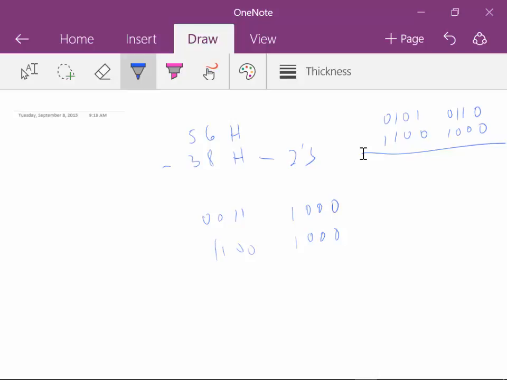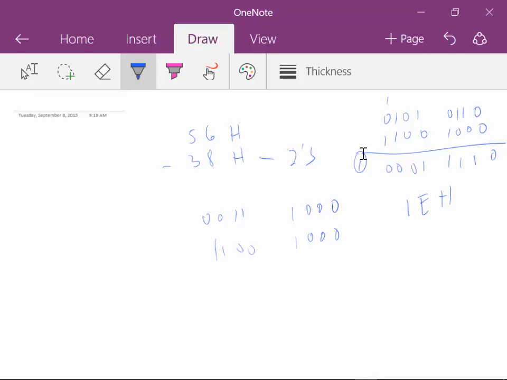So 0 plus 0 is what? 0, right? 1 plus 0 is 1. 1 plus 0 is 1. 0 plus 0 is 0. 1 plus 1 is 0, carry a 1, and a carry out that we ignore. Now, our result here looks like it is 1E hex.